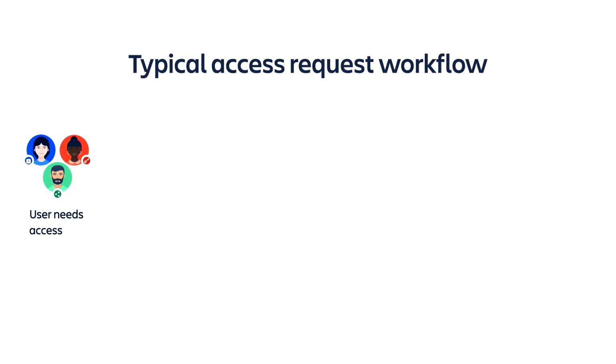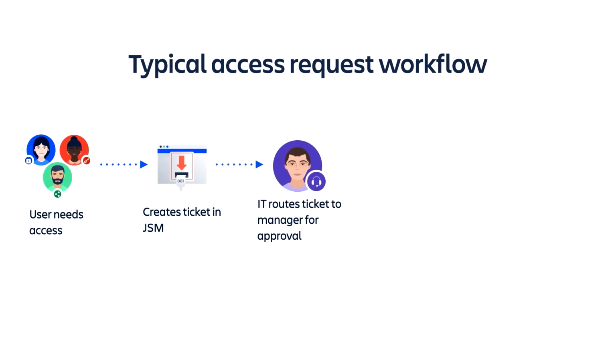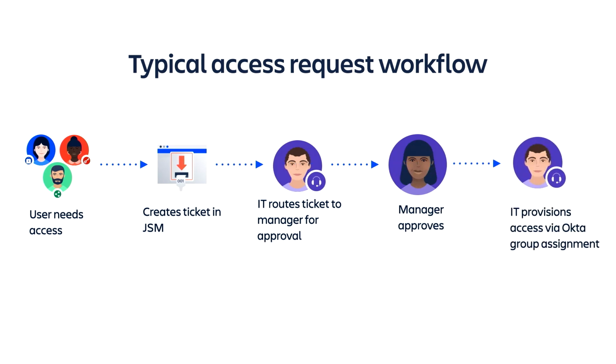So a typical access request workflow for Scribd looks something like this. It involves a user having to go into Jira and create a ticket, IT having to then manually route it to the right person, oftentimes the manager, for approval. Wait for approval, chase up the person, remind them, send them follow-ups, and then finally, once the manager approves, go ahead, log into Okta, and then provision the application. So as you can see, lots of steps involved, lots of places where things just fall down and you need constant reminders.